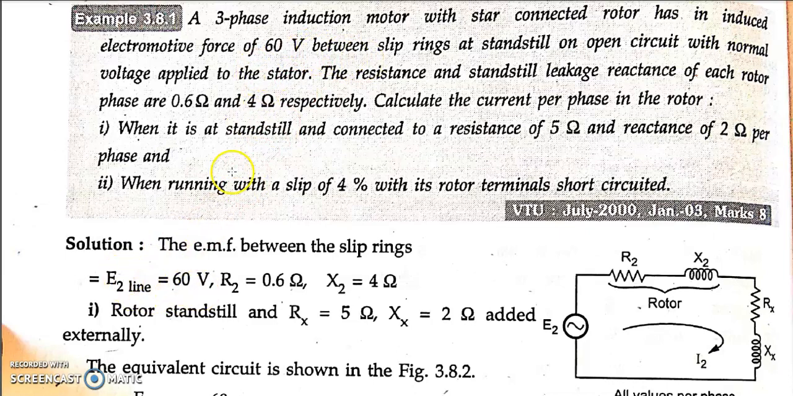How did we come to know that it is E2? Because we know that slip rings are connected to these 3-phase induction motors, and these slip rings are connected back to the rotor 3-phase winding. So the rotor will have three phases, R, Y, B. These 3 phases are brought out and permanently connected to the slip rings. To the slip rings we can connect either external resistance or short them, depending upon our need.